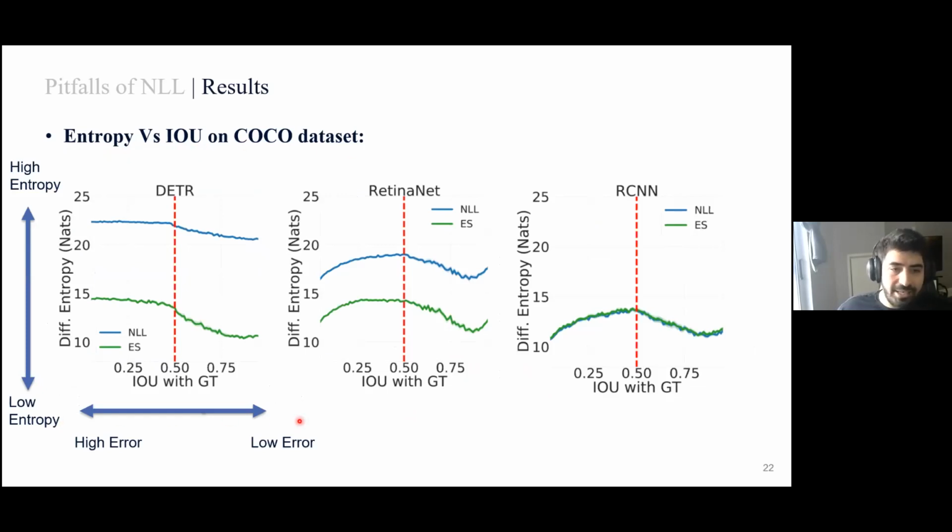Basically, the x-axis here is high error to low error. It's 0 IOU to 1 IOU, high error to low error. And the y-axis is low entropy to high entropy. We see that negative log likelihood provides much higher entropy distributions when used with DETR and RetinaNet, and provides almost equal entropy distributions when used with RCNN. On the other hand, the energy score does not change, the average entropy at least, much between architectures.